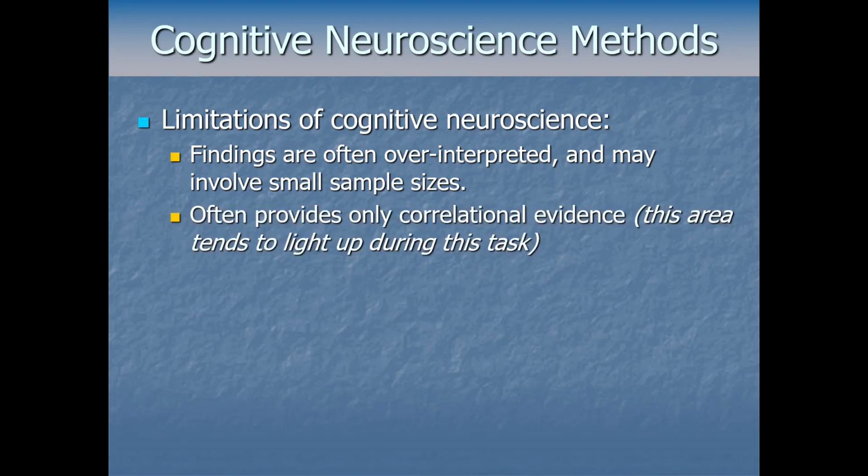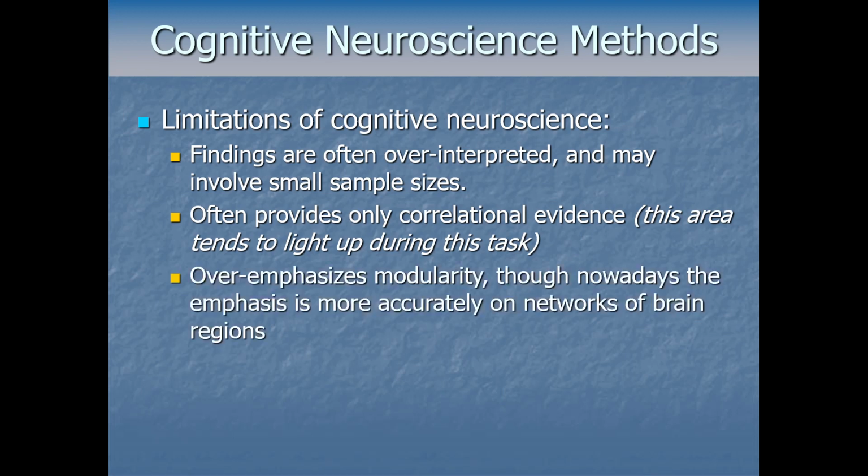Furthermore, brain imaging often provides only correlational evidence. Like, this area tends to light up during this task. And simply knowing that an area is active during a cognitive task doesn't really tell us how exactly it's involved in that task, the mechanisms by which it accomplishes that function. So we need to go further than just seeing what area has a little extra blood flow when solving a riddle or when imagining a smell or whatever.